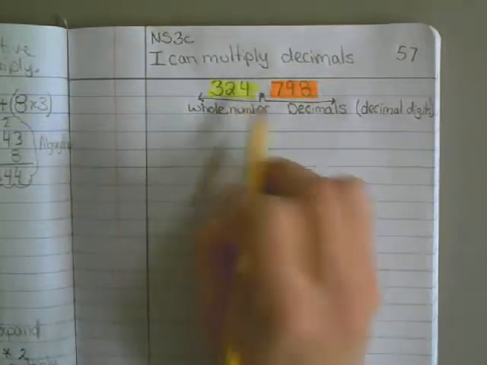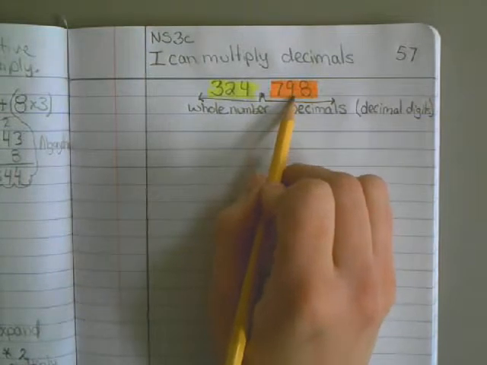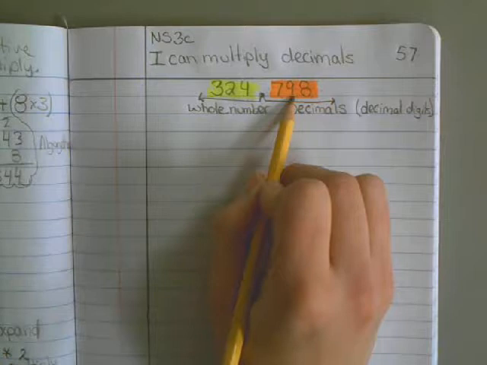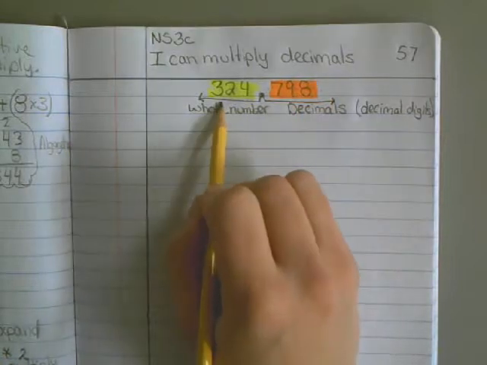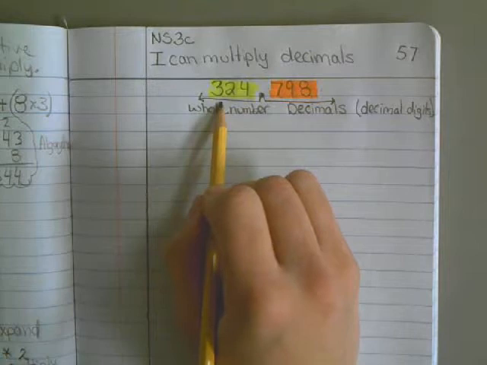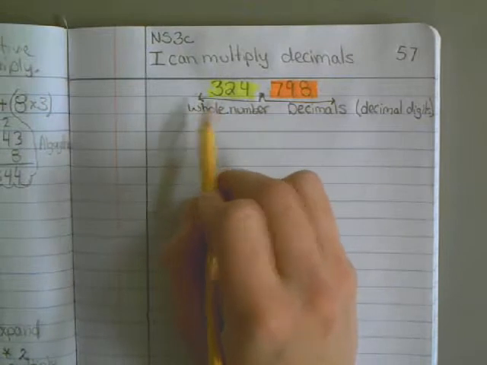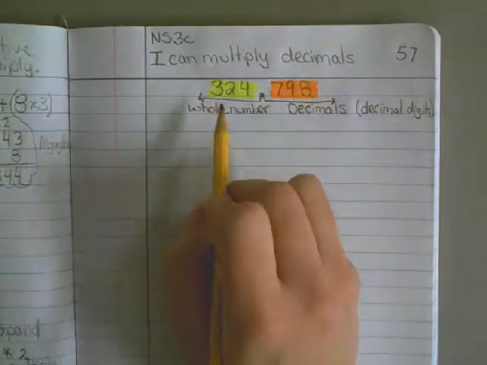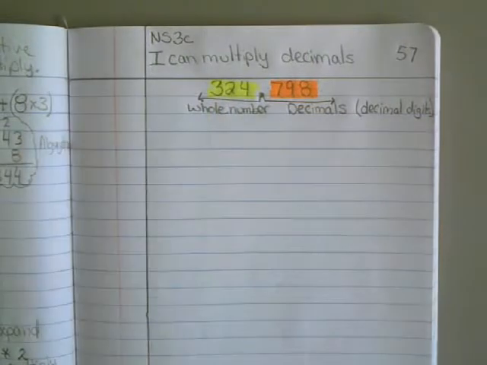How many decimal digits do we have right here? Alexis? 3. 3, exactly. How many whole number digits do we have? Isaiah? 324. Just the digit, not the actual number. Digits. 3, 2, 4. Right, so we have 3 digits. 1, 2, 3. Okay? Good. Excellent. Okay, so that's going to be important.